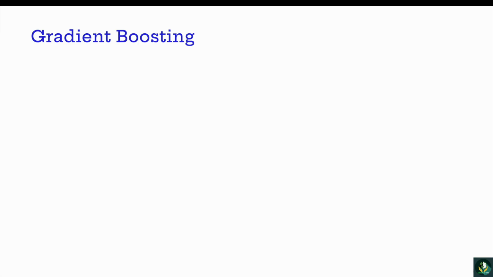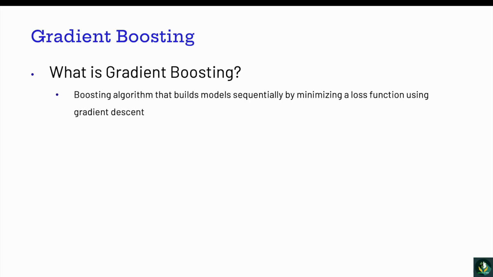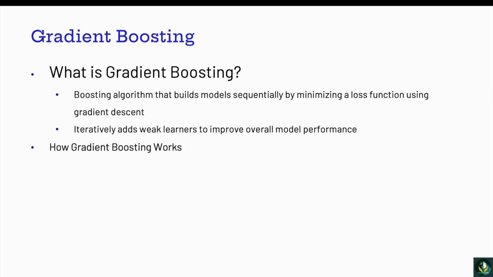Now let's look at gradient boosting in more detail. What is gradient boosting? Gradient boosting is a boosting algorithm that builds models sequentially by minimizing a loss function using gradient descent. It iteratively adds weak learners, usually decision trees, to improve overall model performance. Now, how does gradient boosting work?